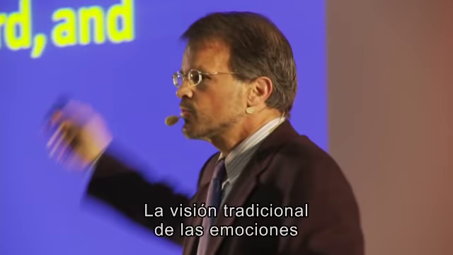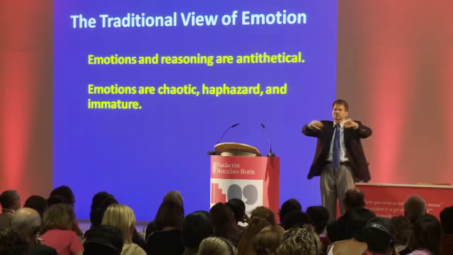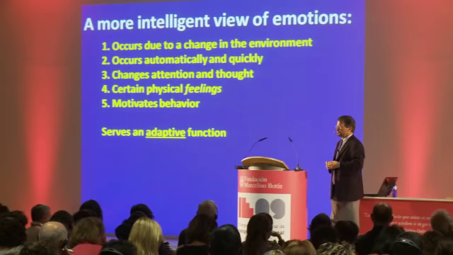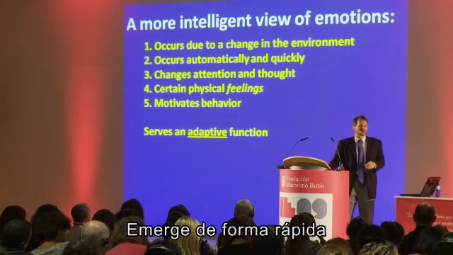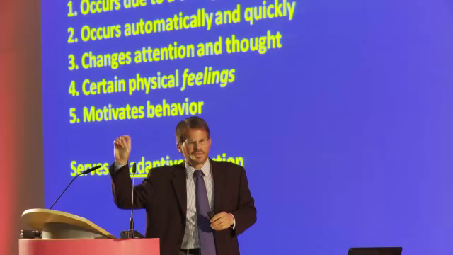The traditional view of emotion sees that emotions and reasoning are opposites. That emotions are chaotic, that they are haphazard, random. We have a different view. It's a more intelligent view of emotion. In our view, an emotion occurs when there's a change in the environment. An emotion occurs quickly. It changes what you're paying attention to. It changes certain physical feelings. It motivates behavior, and it serves an adaptive function.